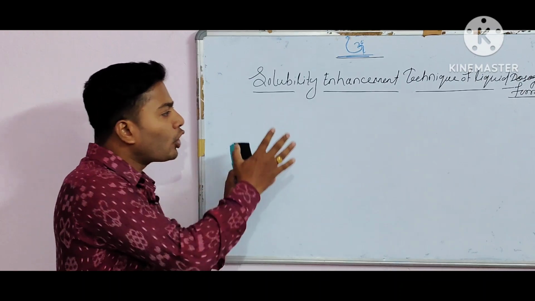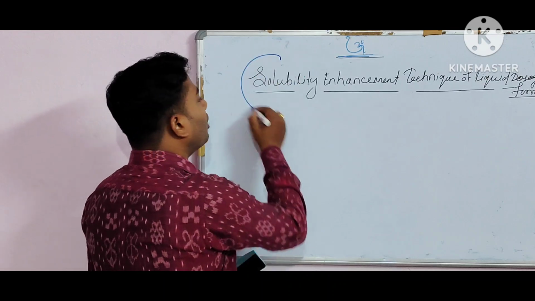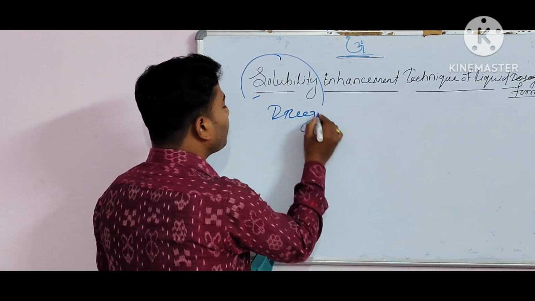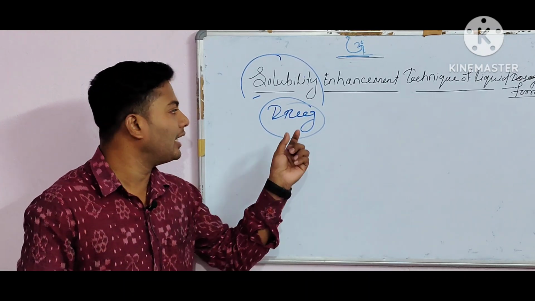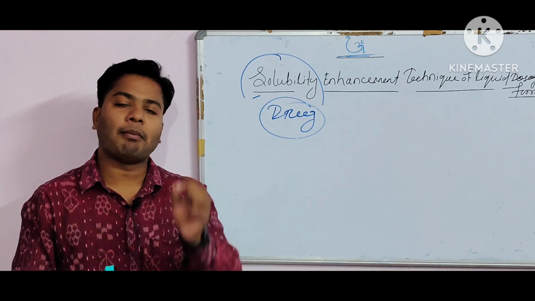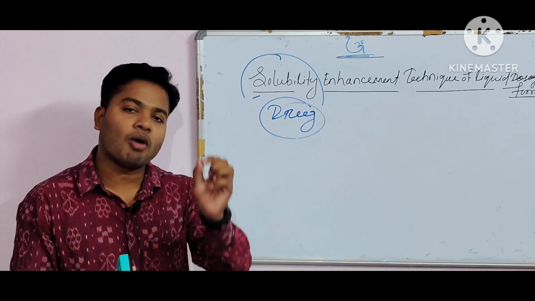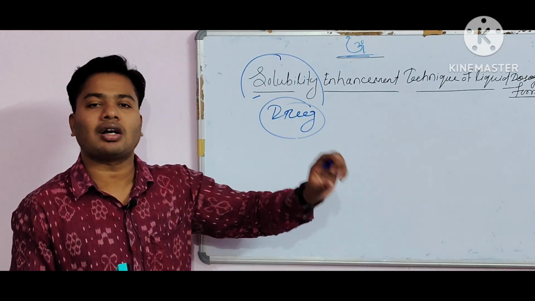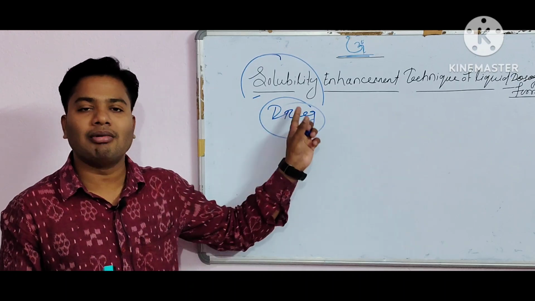Before going to that part, first of all you should know what is meant by solubility, or drug solubility. Drug solubility depends upon the amount of drug dissolved in the solvent. That means how much amount of drug is dissolved in the solvent, that amount you can say is the solubility of the drug.